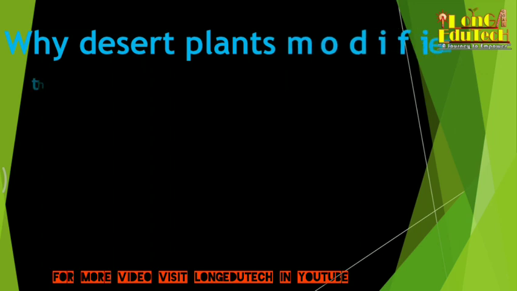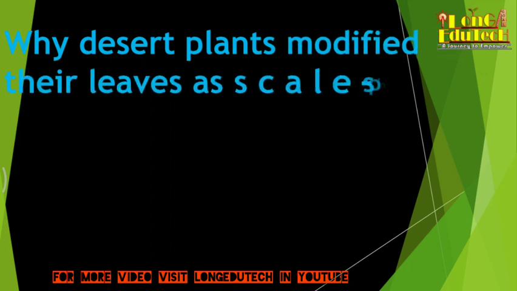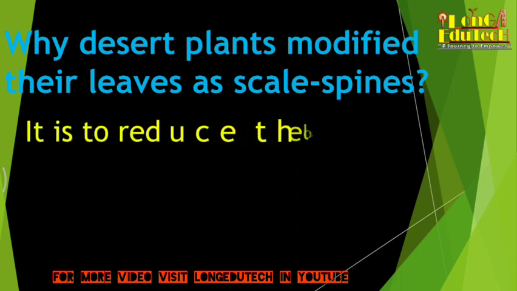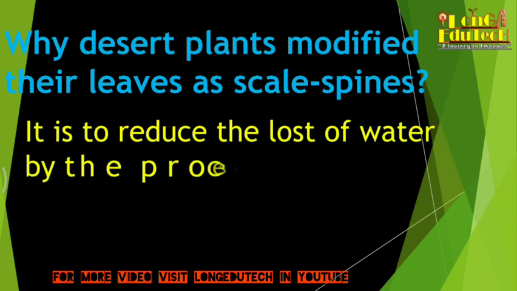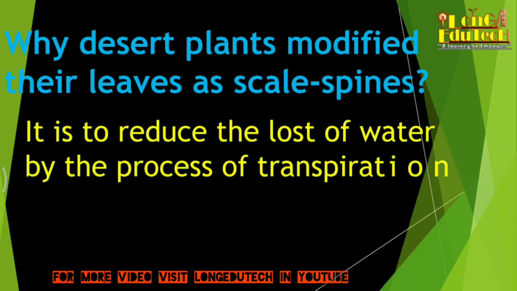Why do desert plants modify their leaves as scales or spines? It is to reduce the loss of water by the process of transpiration. Transpiration is the process of the loss of water molecules from the leaf.